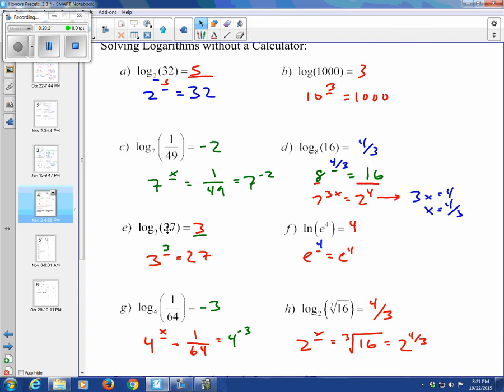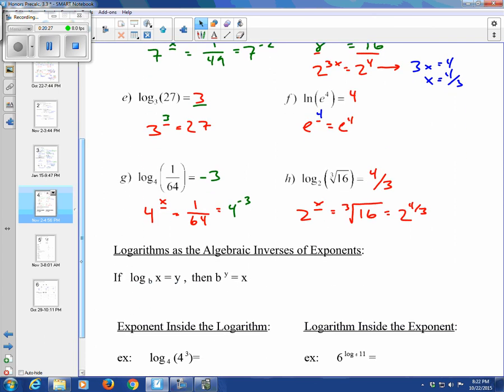If we look at some of these other ones, we have to do a little bit more work, but they should come to us in roughly as easy a way. Right here, if I've got log base 4 of 1 over 64, I can represent 1 over 64 as 4 to the negative 3. So what do I have to raise 4 to in order to get 4 to the negative 3? That's going to be the exponent of negative 3.